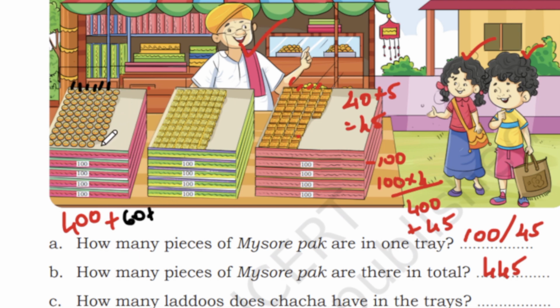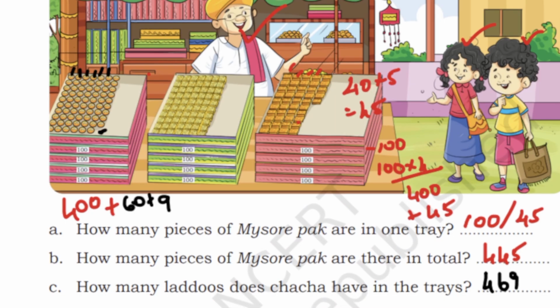And on the next row, if you see, one laddu is missing. Here we have a missing laddu in this place. So 10 minus 1 is 9. You can also cross check by counting 1, 2, 3, 4, 5, 6, 7, 8, 9. So we have 9 laddus. So 400 plus 60 plus 9 is 469. So we got 469 laddus.